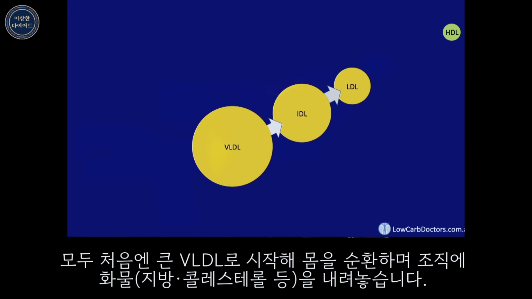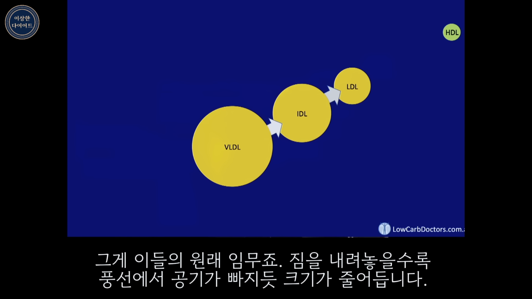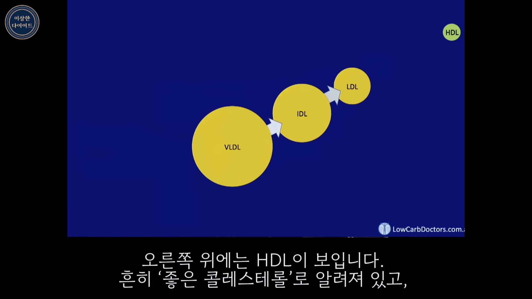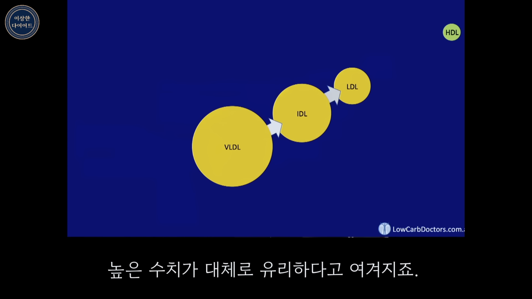So they all start out as the big one, the VLDL, and then as it circulates around our body, it donates some of its cargo to tissues. That's what they're meant to do. And as it offloads its cargo, they shrink. They get a little bit smaller. It's like a deflating balloon, but they're still the same particle. And finally, up on the top right here, you can see HDL, which is colloquially known as good cholesterol, with higher levels generally considered favourable.